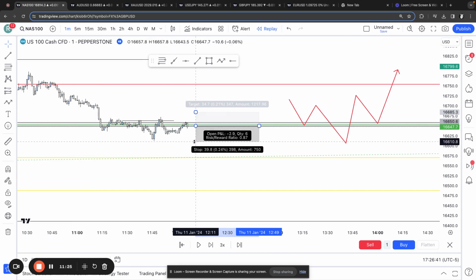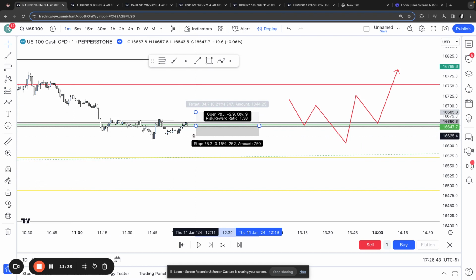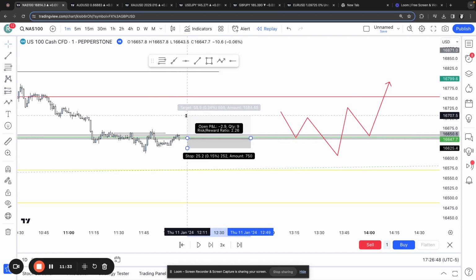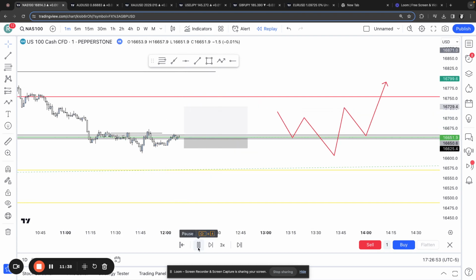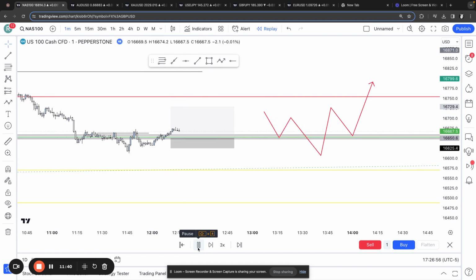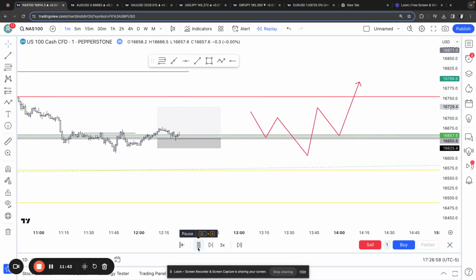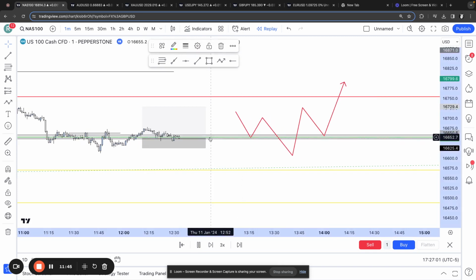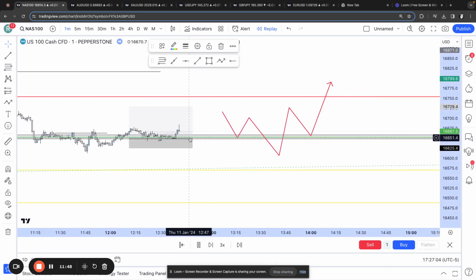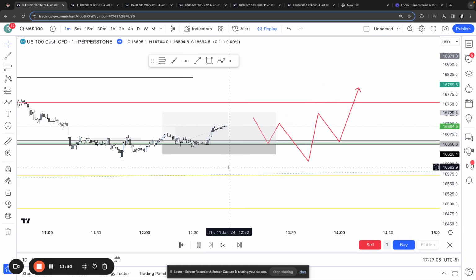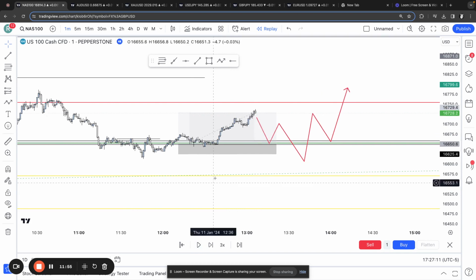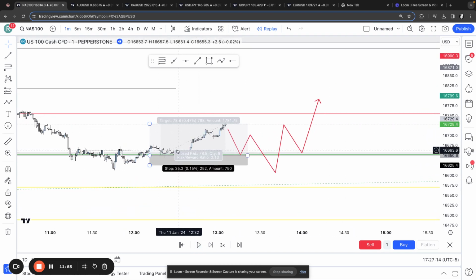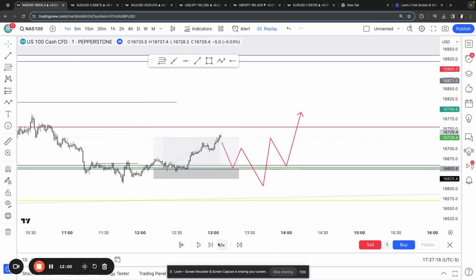I think I did 25 points. I was willing to risk 25 points. And I was going for like a 1 to 3. So you press play on this. It played out. Came back to retest. But eventually it played out perfectly. Got my nice little 1 to 3. I fully closed out right here. And price continued to go up.